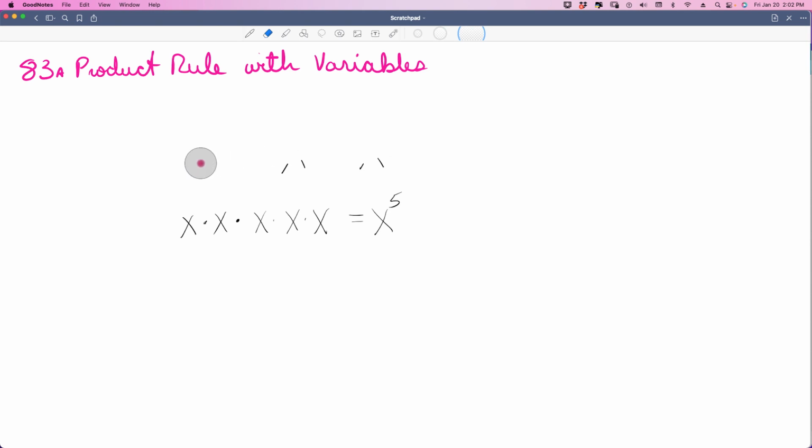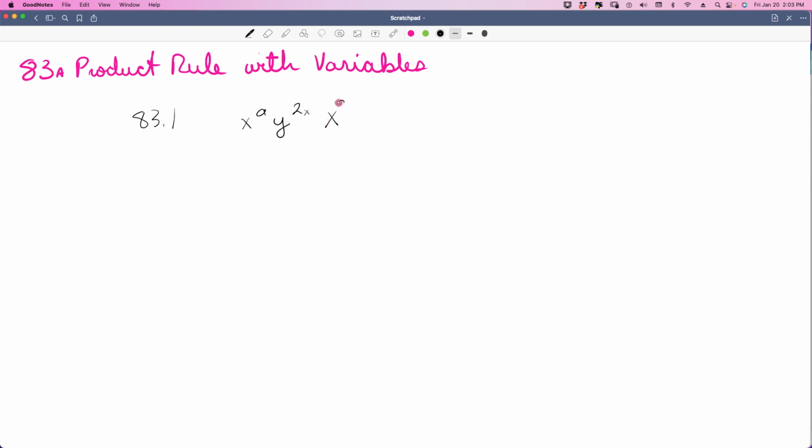So let's apply that to exponents that contain variables. So let's look at problem 83.1. This is our first example problem. You can write this down as I'm writing it. We have some variables in our exponents, which is new for us. We haven't done this before, but it's not hard. It's just a little bit more complex.